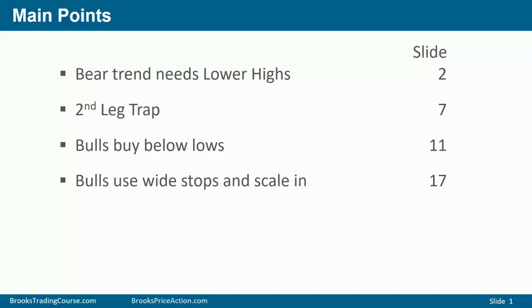Because the channel is basically a trading range that's sloped downward, bulls can make money by buying new lows and adding on lower. And a lot of times they'll use wide stops.